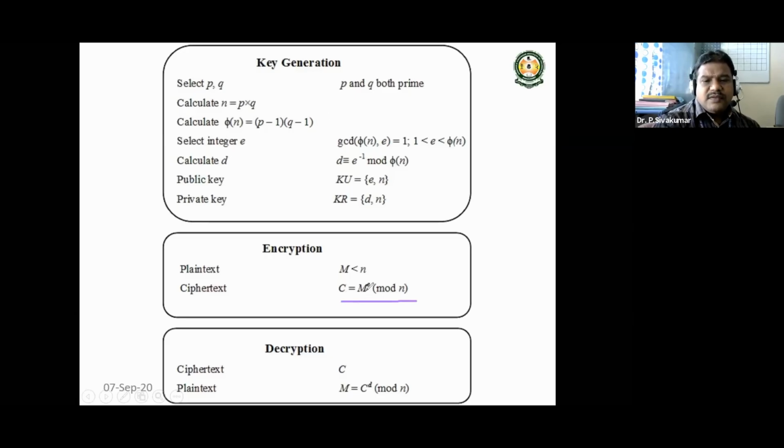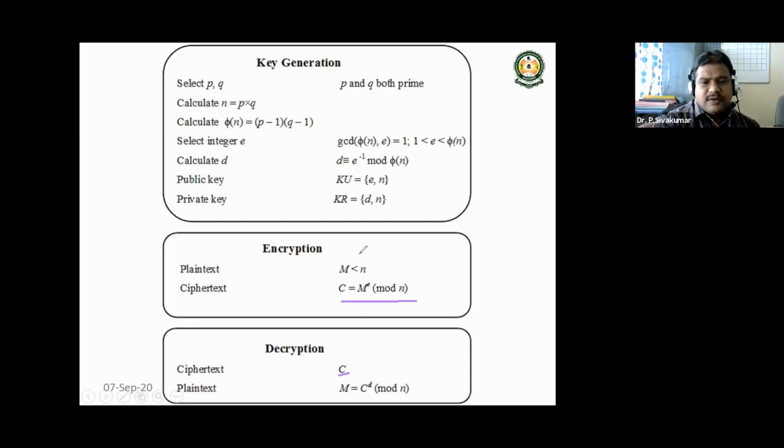Ciphertext is equal to message power E, E is the public key, mod n operation. It's a modular exponentiation, so you use mod n. In that way, you can calculate your ciphertext. In the decryption operation, ciphertext is the input. That ciphertext is raised to the power of the key. What key? D is here, the private key, along with the mod n operation. So C power D mod n gives your plain text M in the decryption operation.